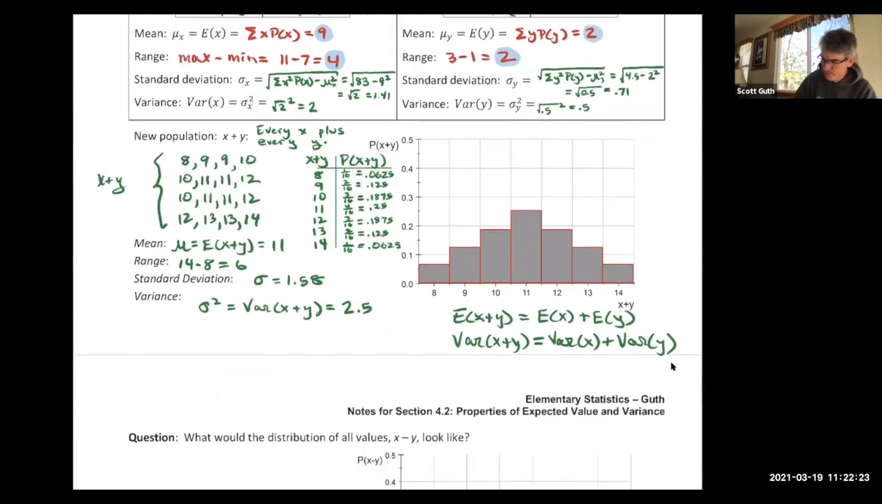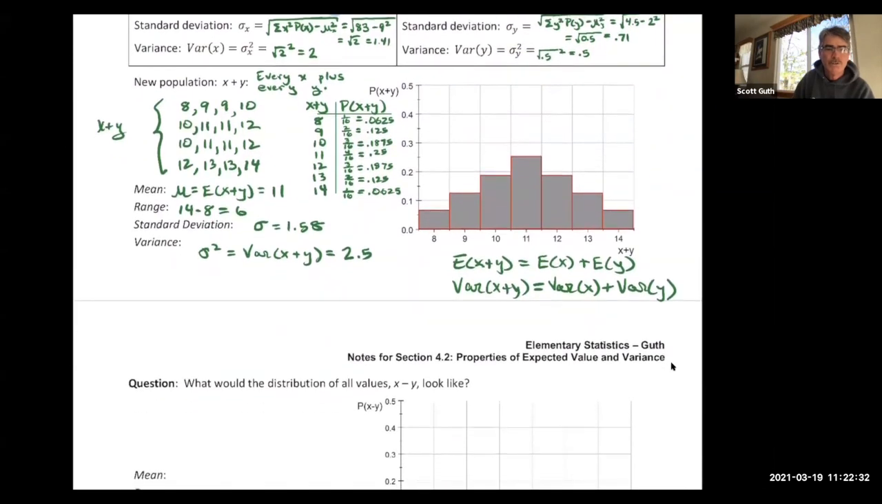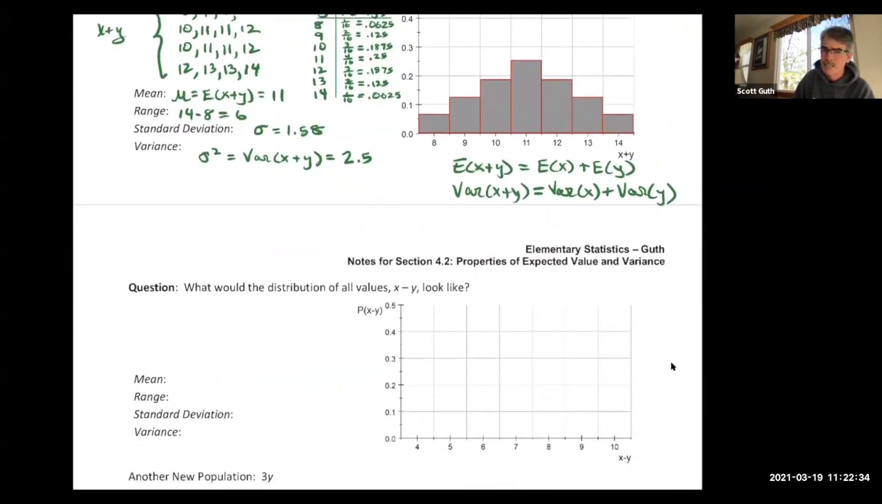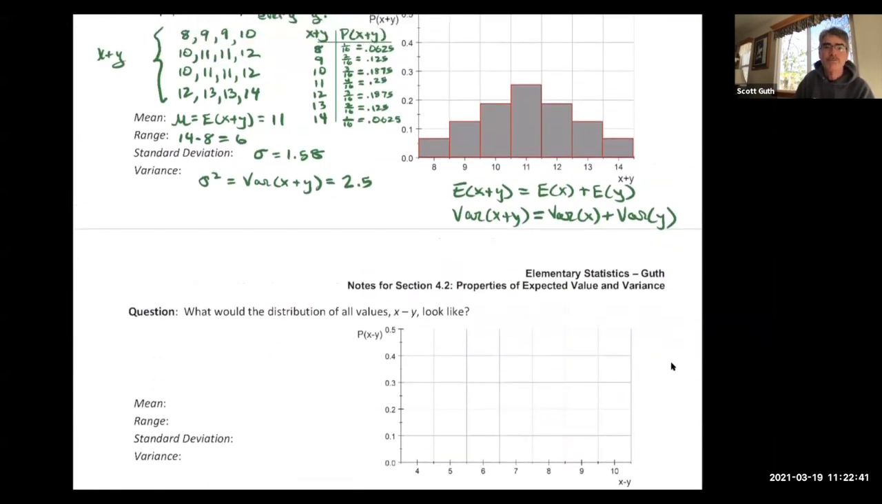Like that. So we've learned that. Now, this next question is, well, what if you subtract every x minus every y? I'm not going to go into all the details. I'm just going to give you some of the information.